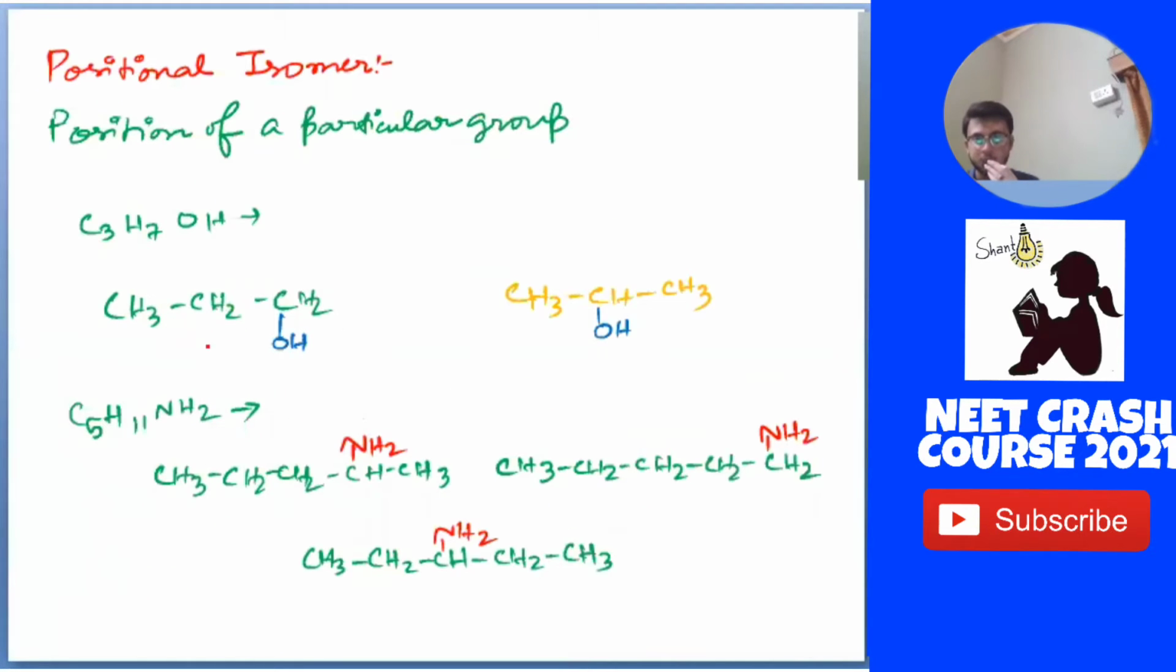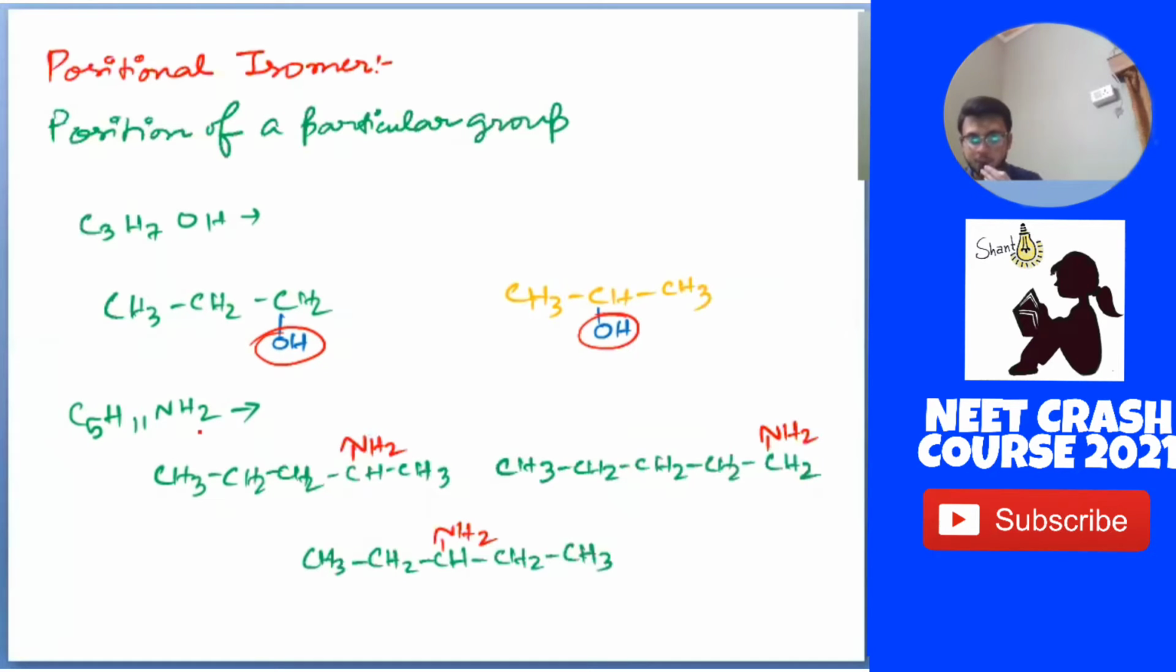Next is our positional isomer. What is positional isomer? That is, the position of a particular group, one group, varies in the organic compound, but without changing its molecular formula. So that's how it creates positional isomer. So first is our C3H7OH. As you can see, the first OH is added here on the first carbon, and in second case the OH is added on the second carbon, but the molecular formula is same for these two. So it is a positional isomer because the isomerism is based on the position of the OH.